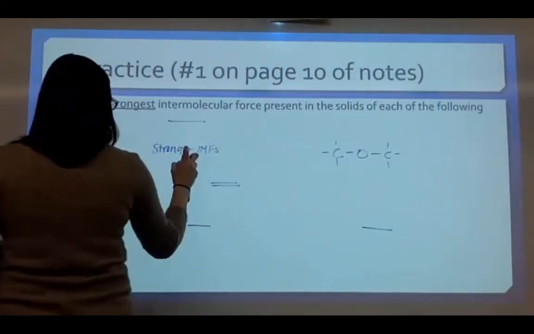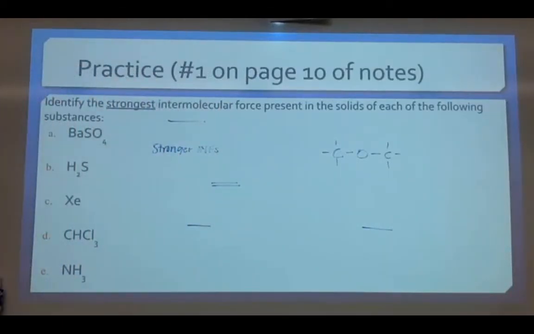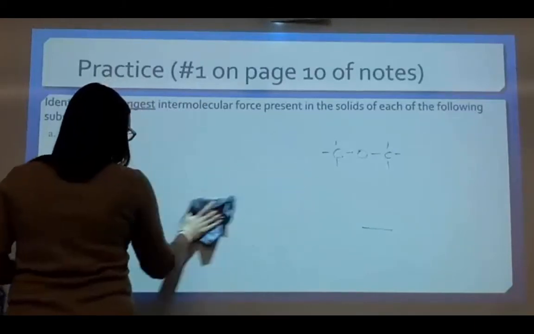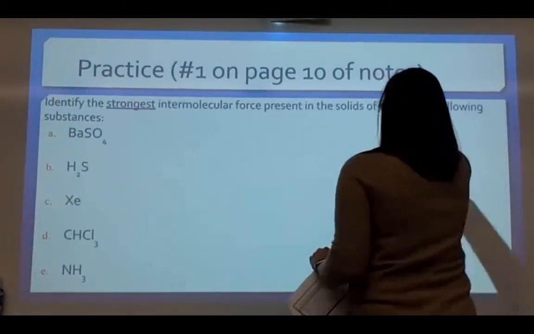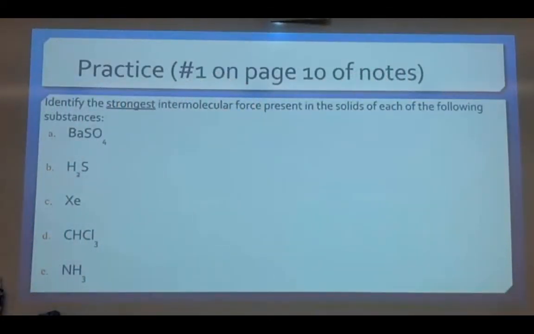Let's do this. For this, it wants us to identify the strongest intermolecular force. So we don't have to list all of them, just the strongest one present in each of the following. If we have solids of each of the following, that means we have multiple of the same structure.